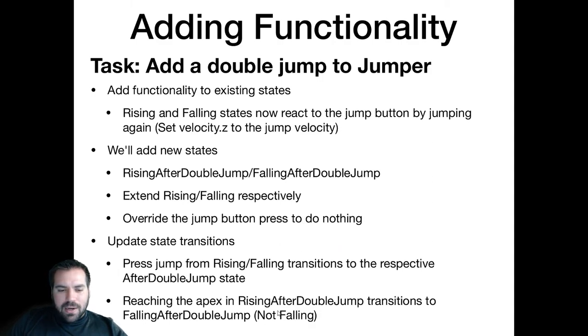And then we have one extra piece of functionality when we reach the apex while we're in the rising after double jump. We don't want to transition into falling, so we do have to override the apex reached method as well to be falling after double jump. I didn't really mention the apex reached method, did I? The falling method, actually. That should probably be in the API.